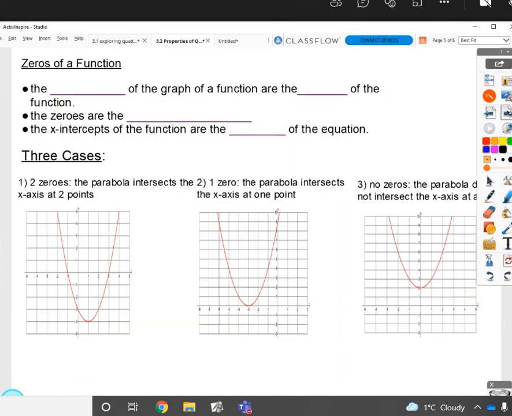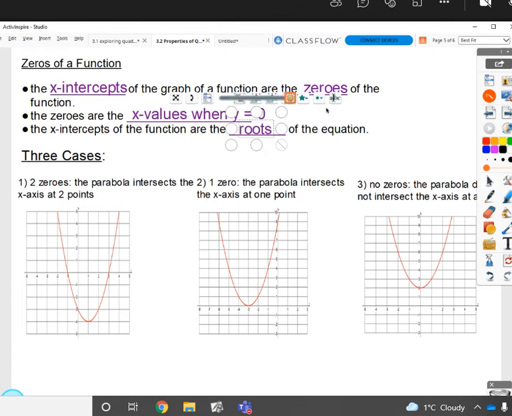Zeros of a function. This is a weird one. This is going to sound really weird. The x-intercepts of the graph are what we call the zeros of the function. The zeros are the x values when y equals 0. We know this. And the x-intercepts of the function are the roots of the equation. So I'll give you a moment to just write that down. It sounds really, really strange, partly because it is.